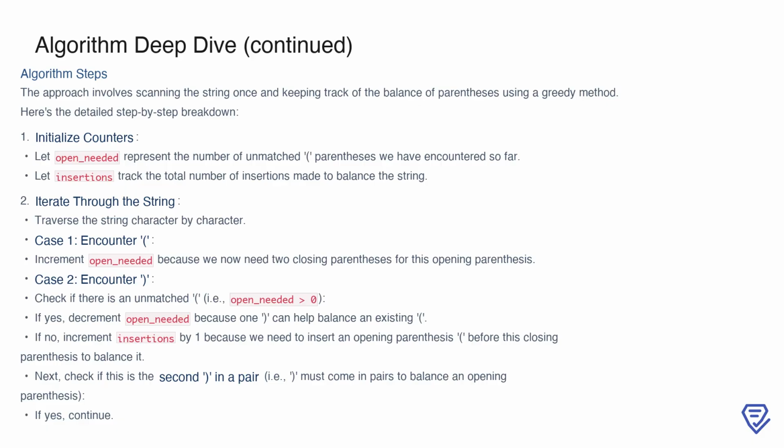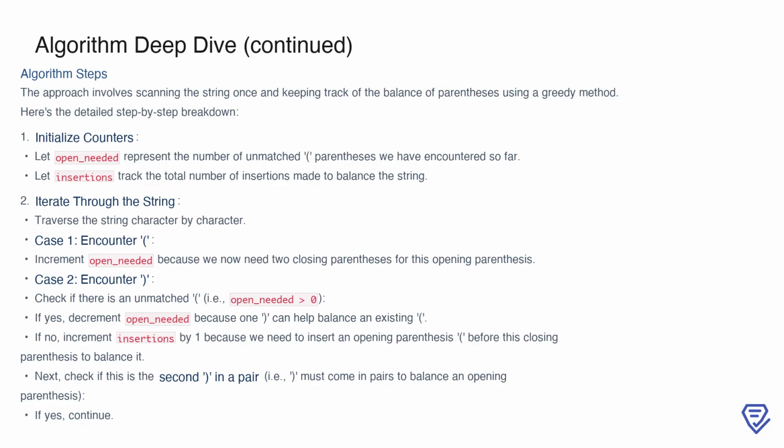The first step in the algorithm is to initialize two counters. The open_needed counter keeps track of the unmatched opening parentheses, while the insertions counter records the total number of insertions needed to balance the string. Next, as we iterate through the string character by character, we evaluate two main cases. When we encounter an opening parenthesis, we increment open_needed because each requires two closing parentheses to become balanced.